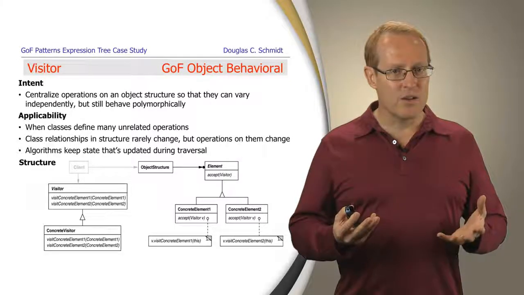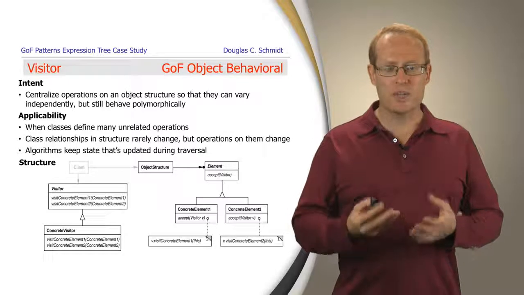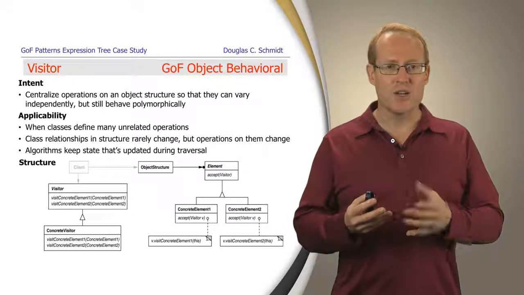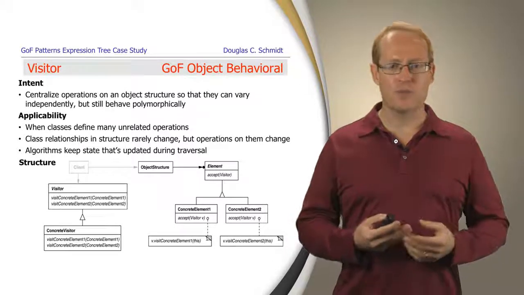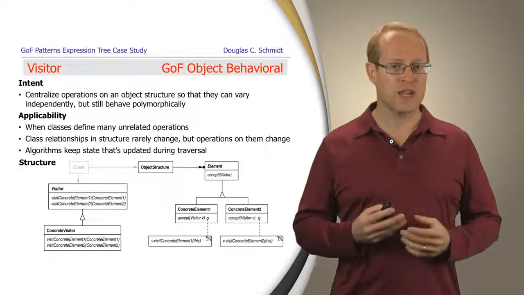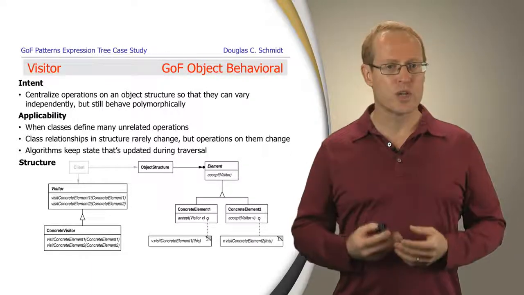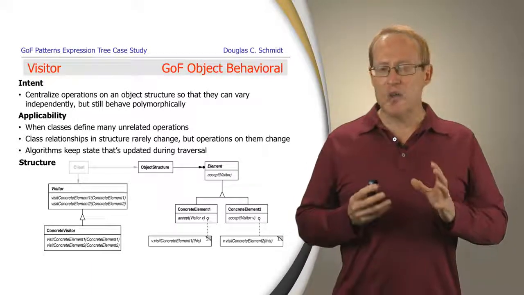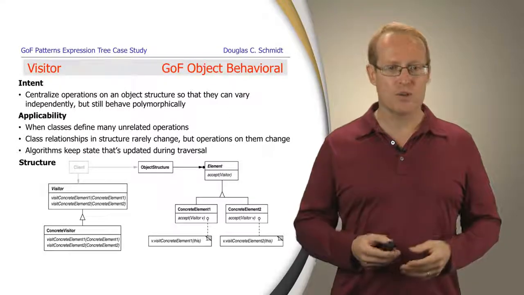The second time when you might apply this pattern is when class relationships in the structure rarely change. In other words, we have leaf nodes and add nodes and subtract nodes and so on. But the operations change. We have printing, evaluation, semantic analysis, code generation, and so on. And we also have situations where the algorithms may want to keep state as they're traversing through the structure.